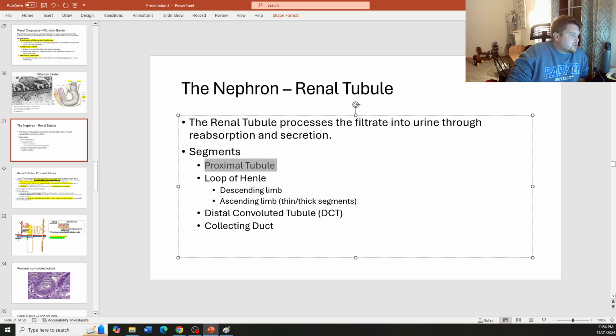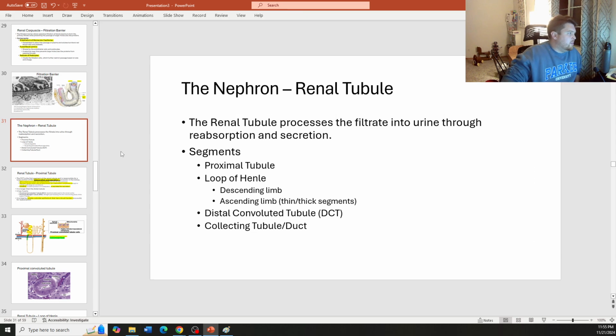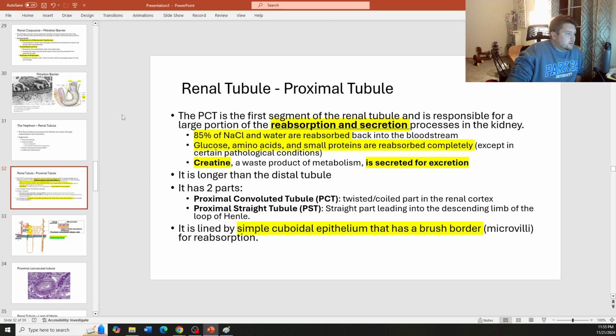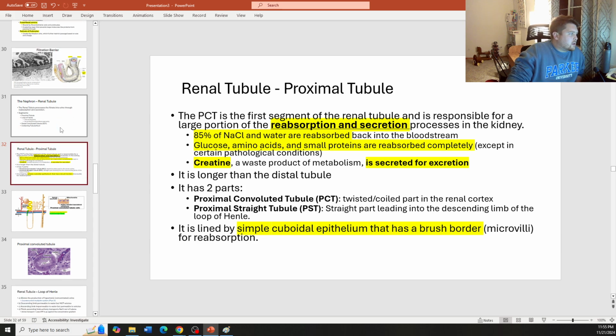We have the proximal tubule, the loop of Henle, which has a couple other components, the distal tubule or distal convoluted tubule, and then the collecting duct. Tubule / duct, because there's both of them involved there. Starting with the proximal tubule.